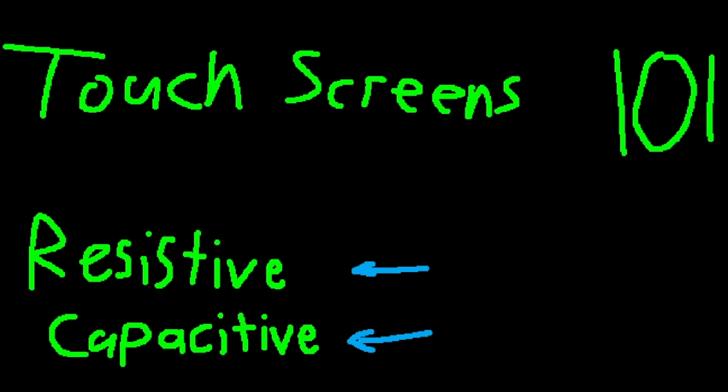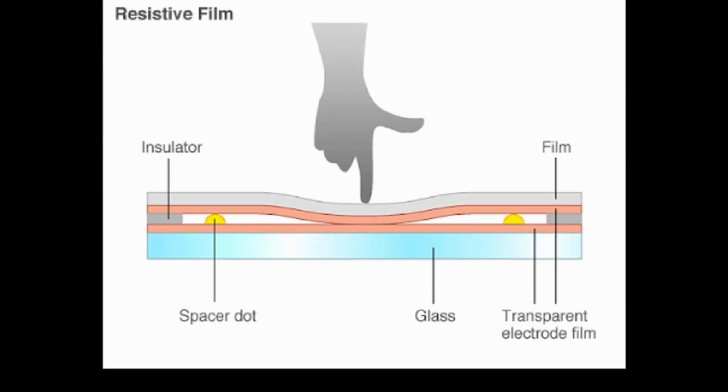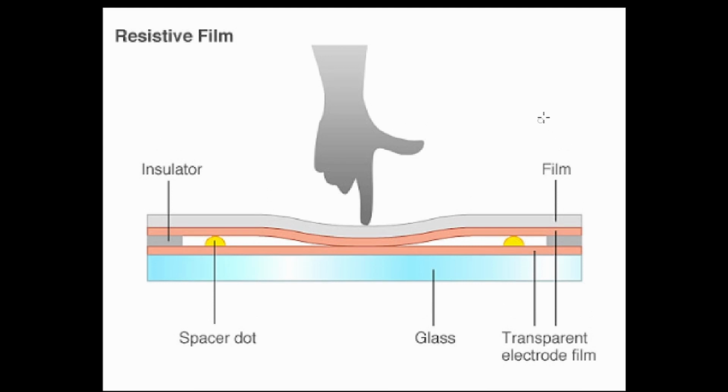So first, let's go over resistive touchscreens. So resistive touchscreens use a sort of film, or a very thin piece of material like this, to simulate these presses. What they'll do is they have this little film here at the top, and then they'll have two more films, this little red one here, and another one here.